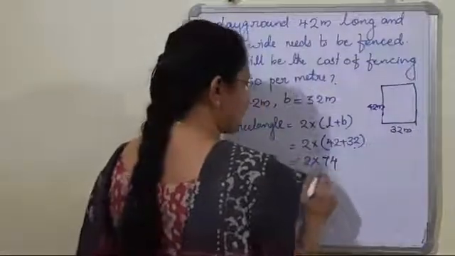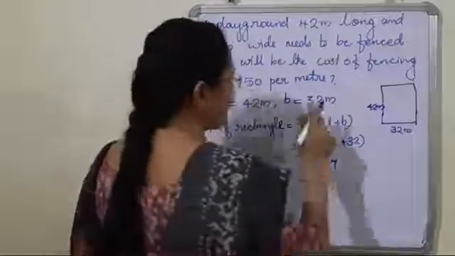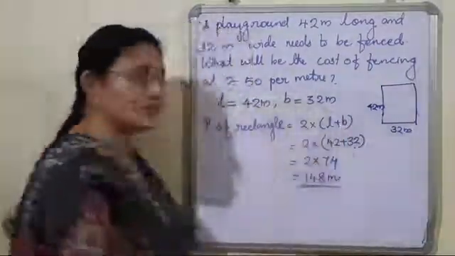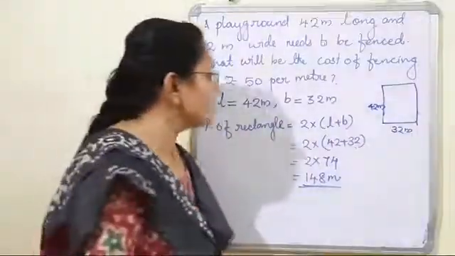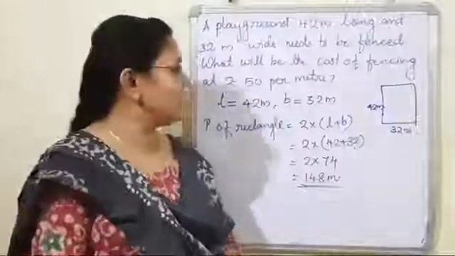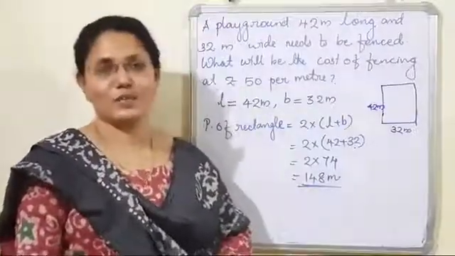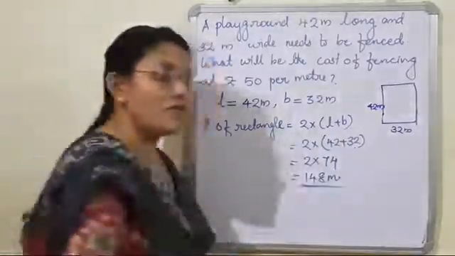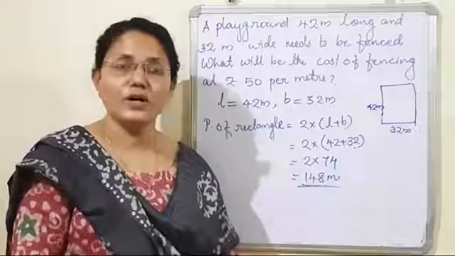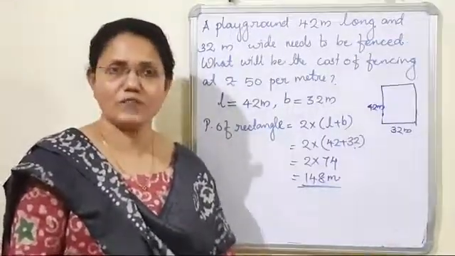Multiply this, 2 4s are 8, 2 7s are 14. 148. What is the measure given here? Unit given, that is meter. Therefore, this much length should be fenced. What is the cost for fencing 1 meter? 50 rupees. We needed to find a 148 meter fencing. The cost for fencing 148 meter. How can we find it?